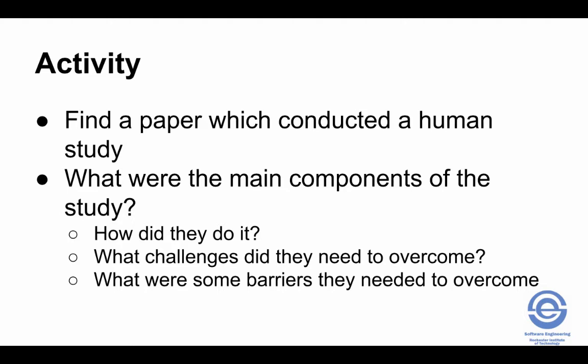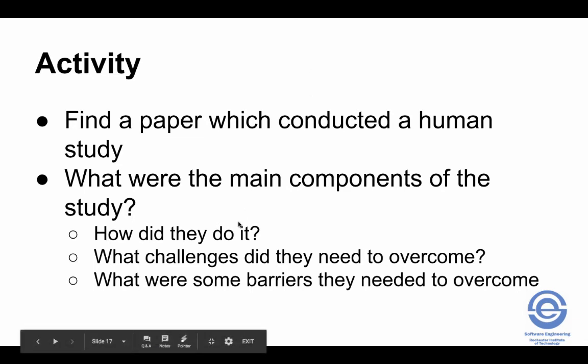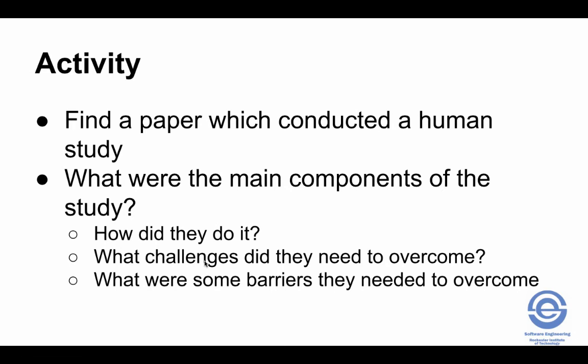So what I would like everybody to do next is find a paper which conducted a human study. Find a paper where people conducted a human study in some way, shape, or form, and describe some things like what are the main components of the study, how did they do it, what challenges they needed to overcome, and what were some barriers they needed to overcome in collecting this information. These are some of the main things that you can address. You can address more of these items, you can address less of these items. But you should focus on what are the main components of the study.